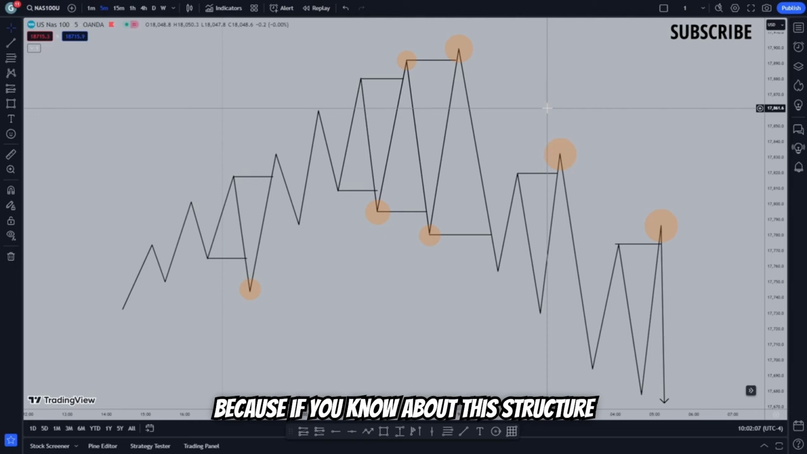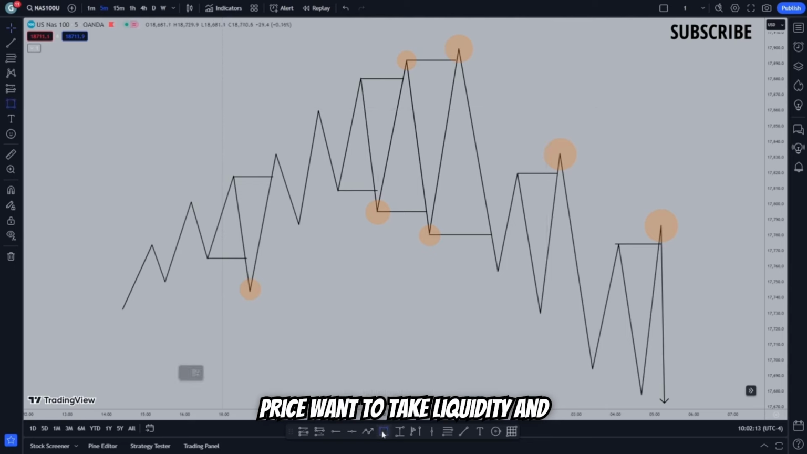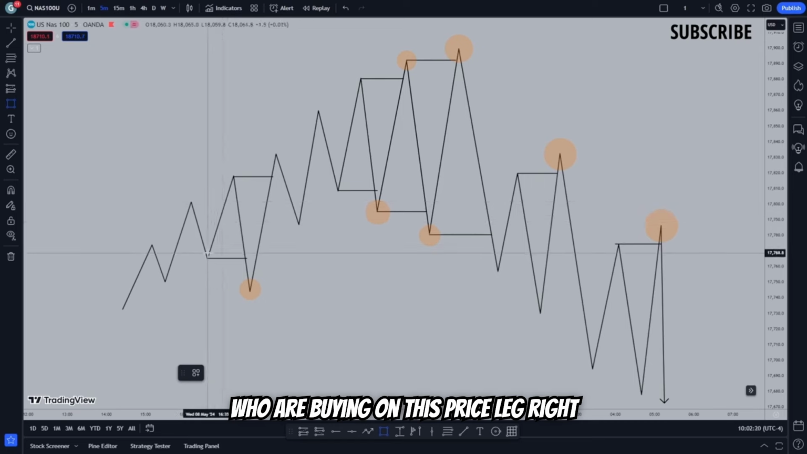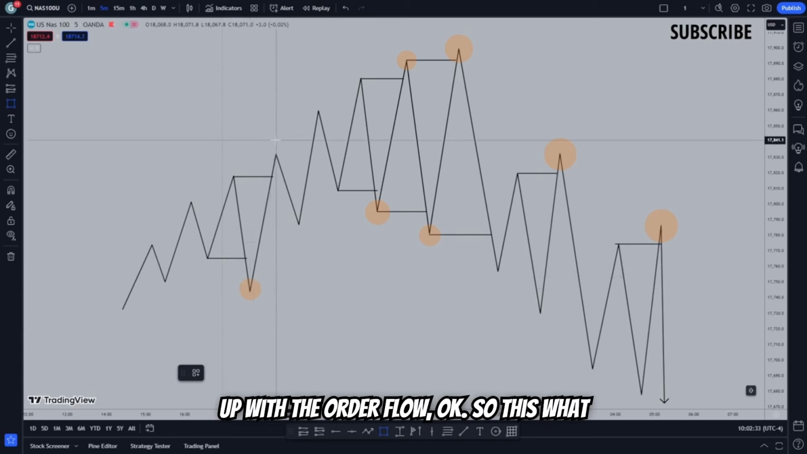Okay, because if you know about this structure, then only you can easily trade. Why does this happen in the market? Because price wants to take liquidity, and liquidity is a stop loss. So people who are buying on this price leg right over here, all of their stop losses will be below this higher low, right? So that's why price will go down and take all of their stop losses, and then it will keep on going up with the order flow.